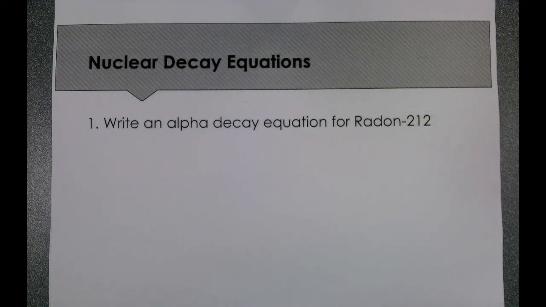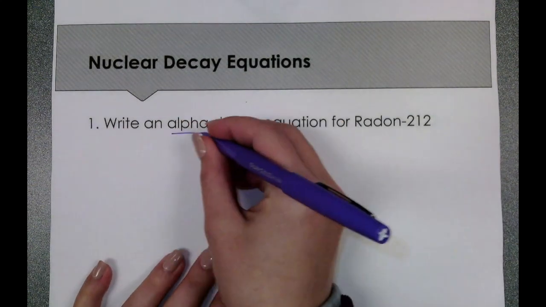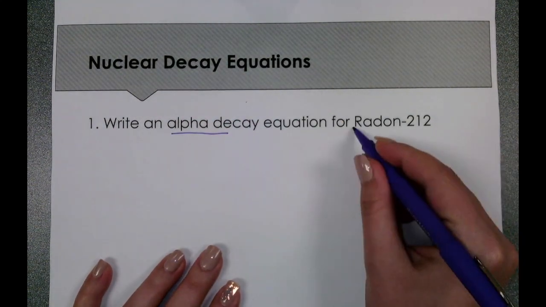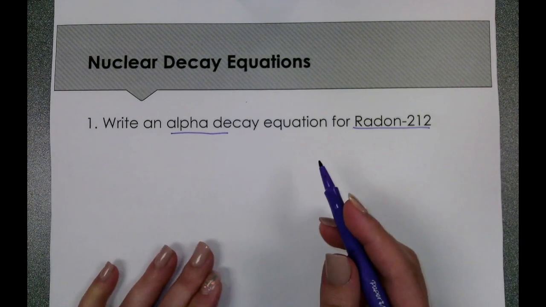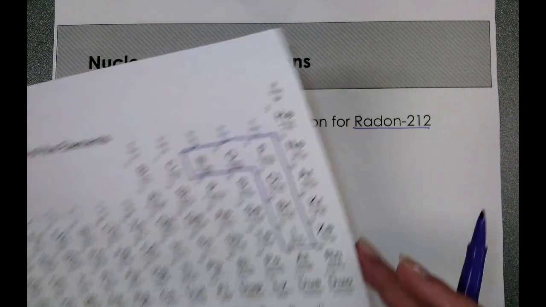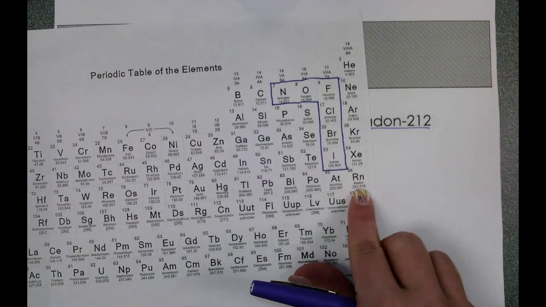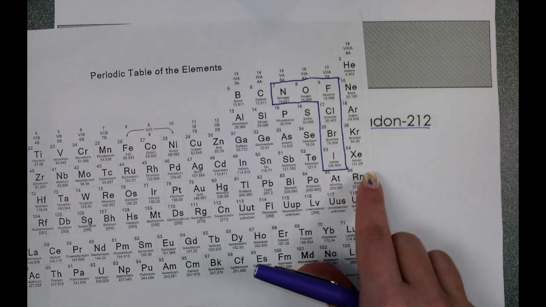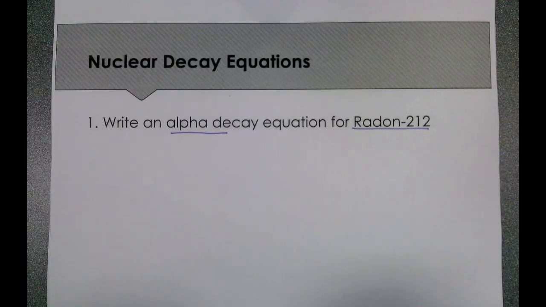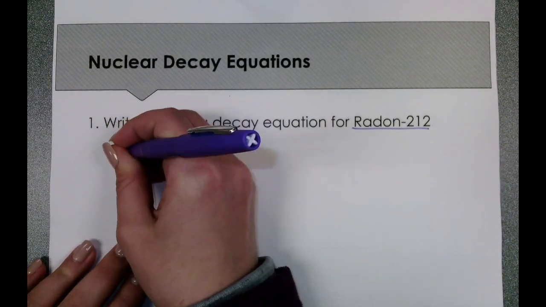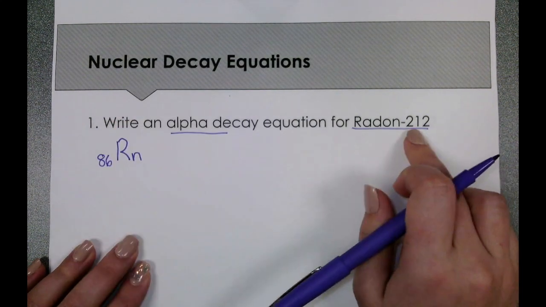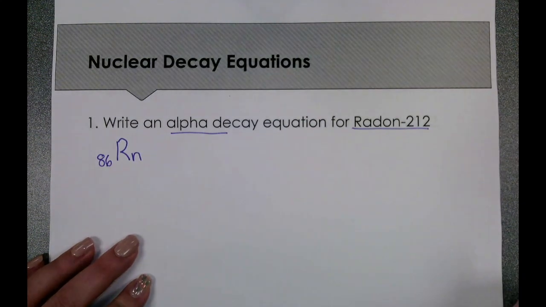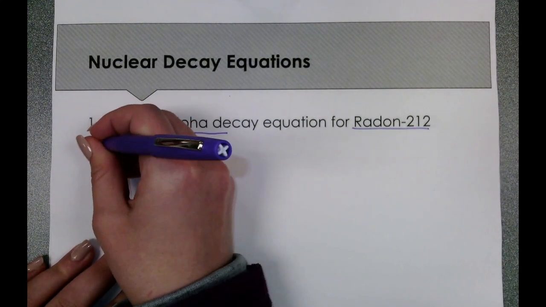Alrighty, folks, now let's look at some examples of nuclear decay equations. Our first one is write an alpha decay equation for radon-212. So radon-212 is what we're starting with. We're going to pull out our periodic table, find radon. It's got the symbol Rn, and it has atomic number 86. So we're going to write the isotope notation, Rn, atomic number 86, and the 212 at the end tells us the mass number of the isotope. So 212.